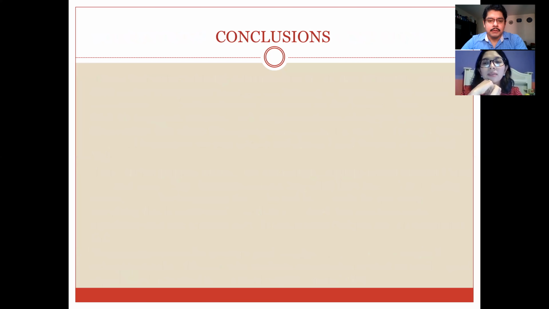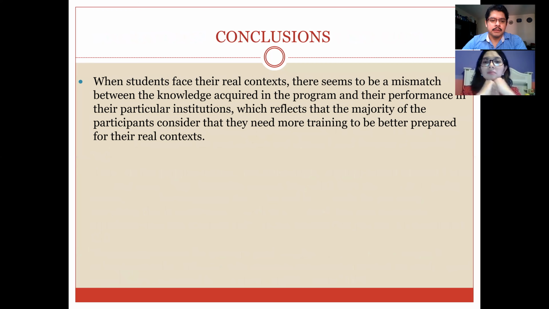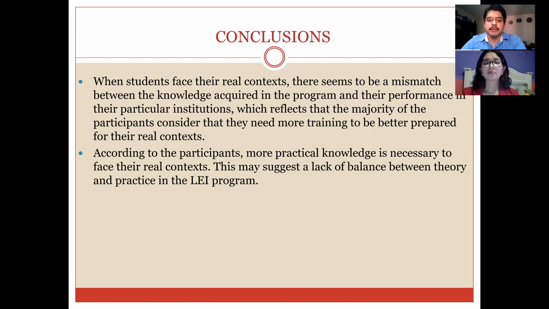Okay, well, now that we have presented all the information about the research questions, we could obtain basically two conclusions from the study. The first one is, when students face the real context, there seems to be a mismatch between the knowledge acquired in the program and their performance in the particular teaching institutions, which reflects that the majority of the participants consider that they need more training to be better prepared for the real context. And the second conclusion is, according to the participants, more practical knowledge is necessary to face the real context. This may suggest a lack of balance between theory and practice in the program.